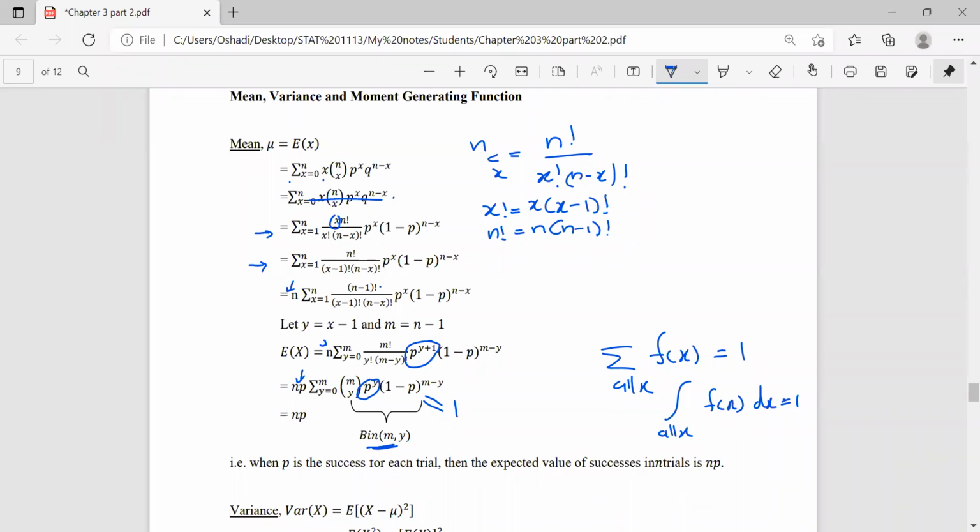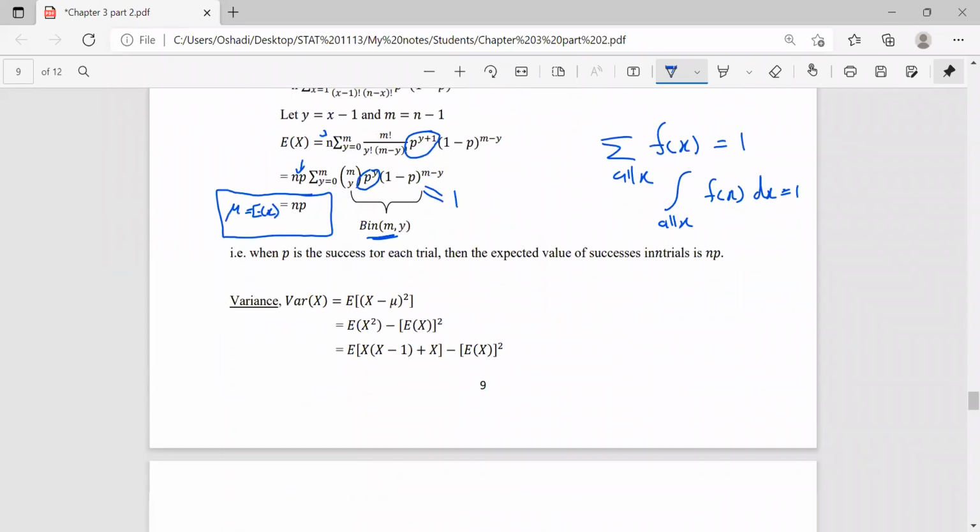So the mean of a binomial distribution is given by NP. This is an important result, right? The mean of the binomial distribution is given by N into P. N is the number of trials and P is the probability of success. So once you know the number of trials and the probability of success, we can straightforwardly find the mean of the distribution as N into P, right?